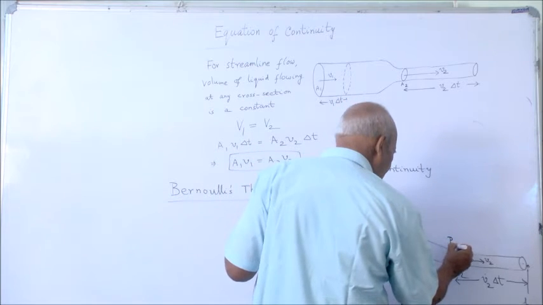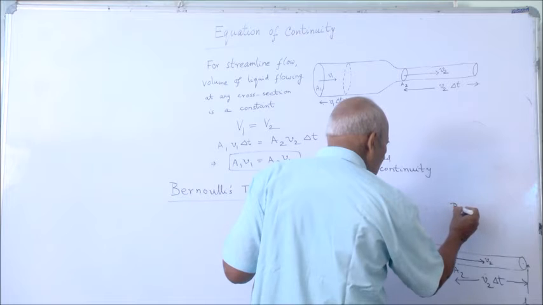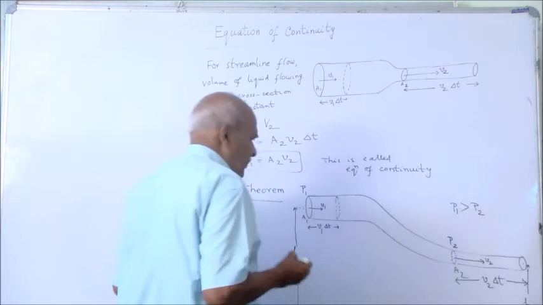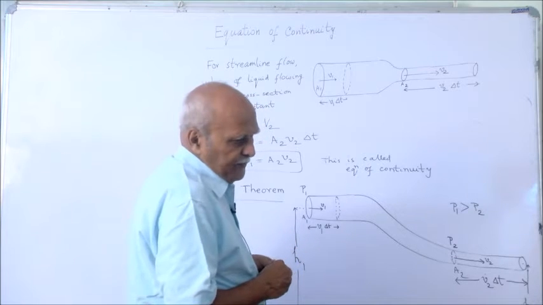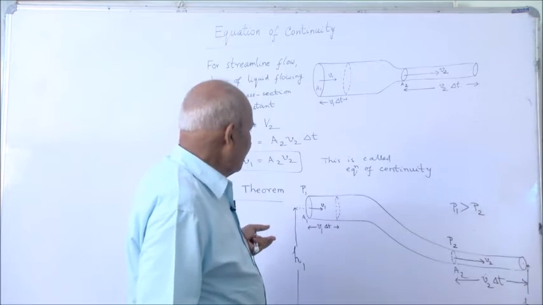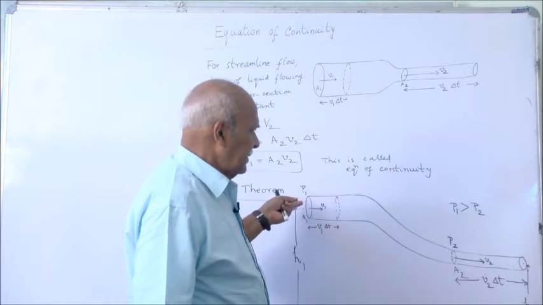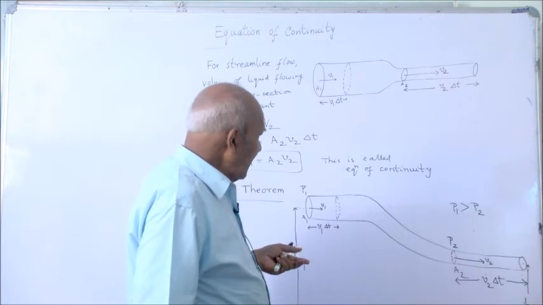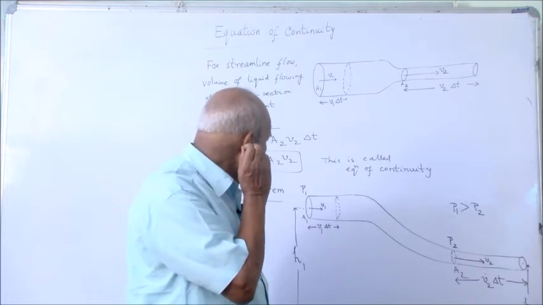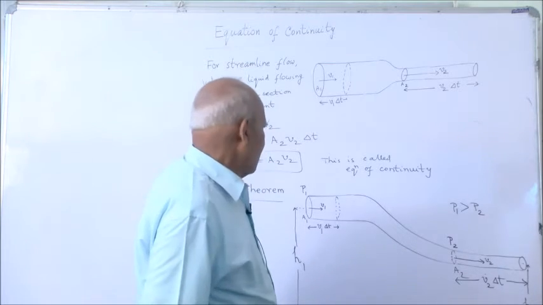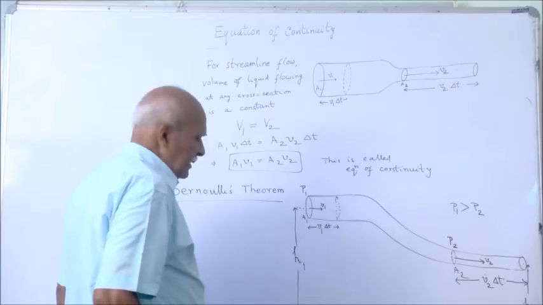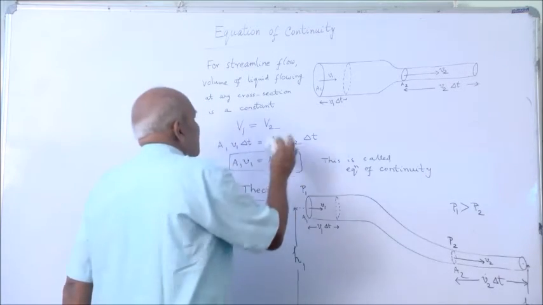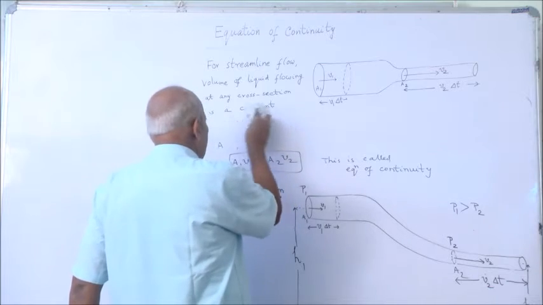P1 and it is P2, because P1 greater than P2 ensures flow of liquid. Unless pressure is higher here, liquid will not flow. So, that gives rise to another type of energy called the pressure energy. So, that we will discuss. Pressure energy, potential energy and kinetic energy.